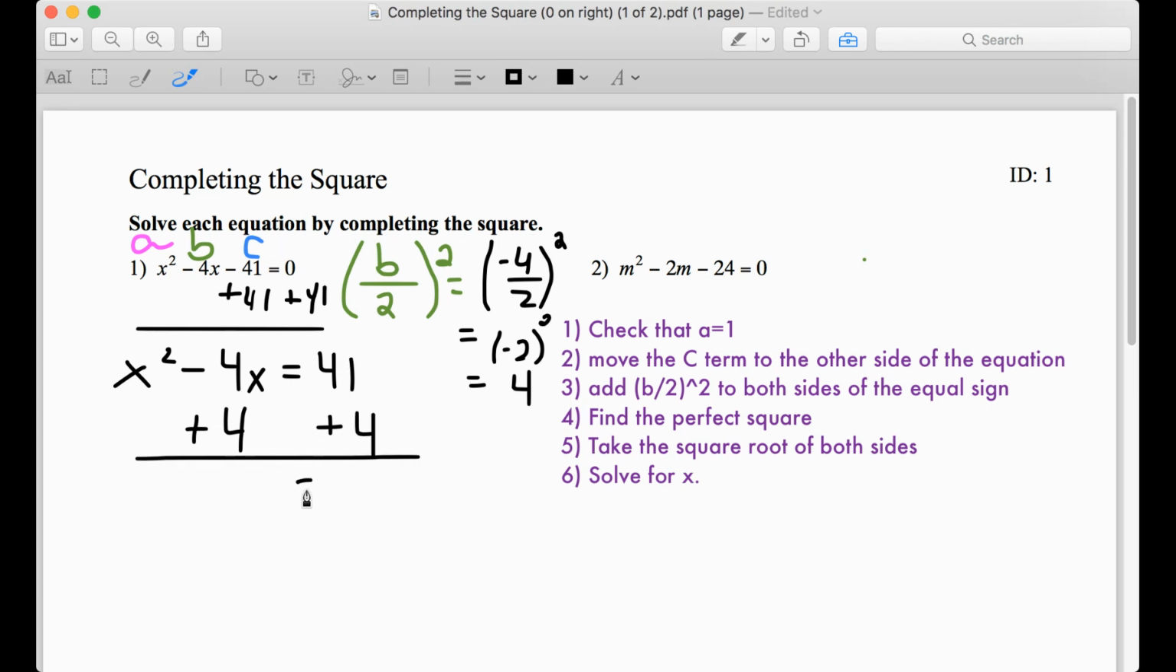So on the right, I have 41 plus 4 equals 45. And on the left, I have x squared minus 4x plus 4. So now, because I added this, the left side of my equal sign should factor to be a perfect square. So when I factor this, I should have something times itself.